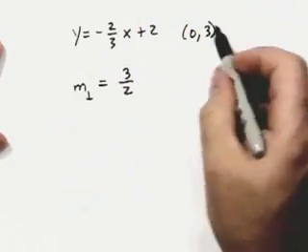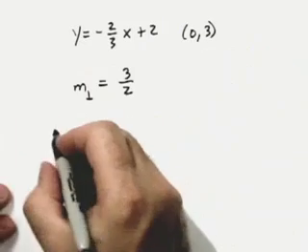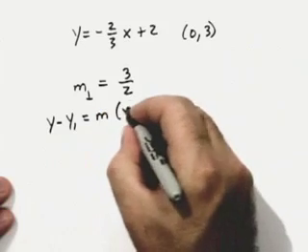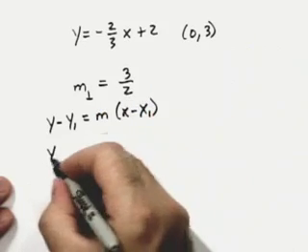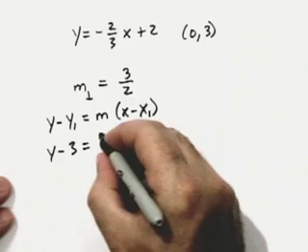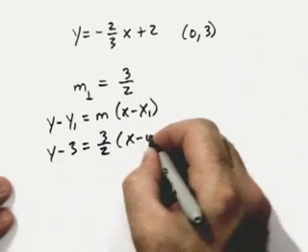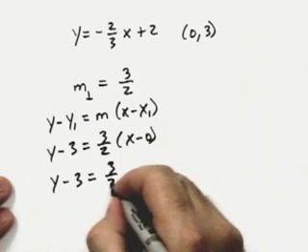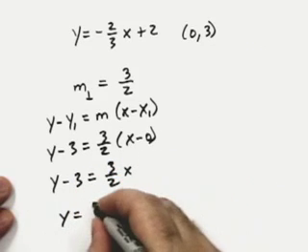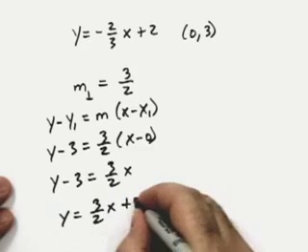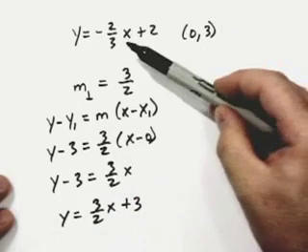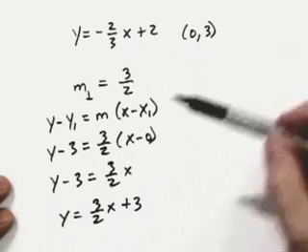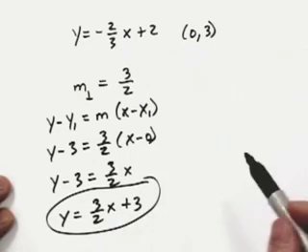So we change the sign and we take the reciprocal. Again, we have a slope and a point. We can use our point slope form, y minus y1 equals m times x minus x1, or y minus 3 equals 3/2 times x minus 0. We'll get y minus 3 equals 3/2 x, or y is equal to 3/2 x plus 3. So the equation of our line that's perpendicular to the given line that passes through the point (0, 3) is y equals 3/2 x plus 3.